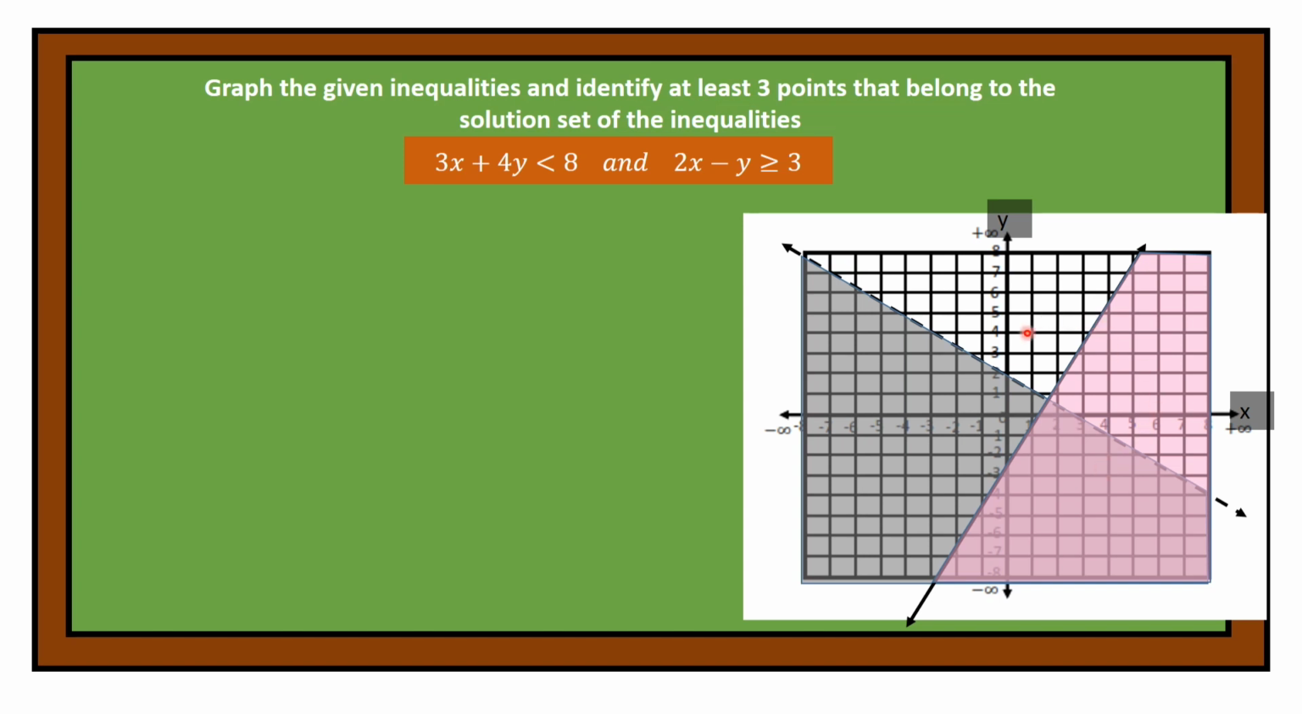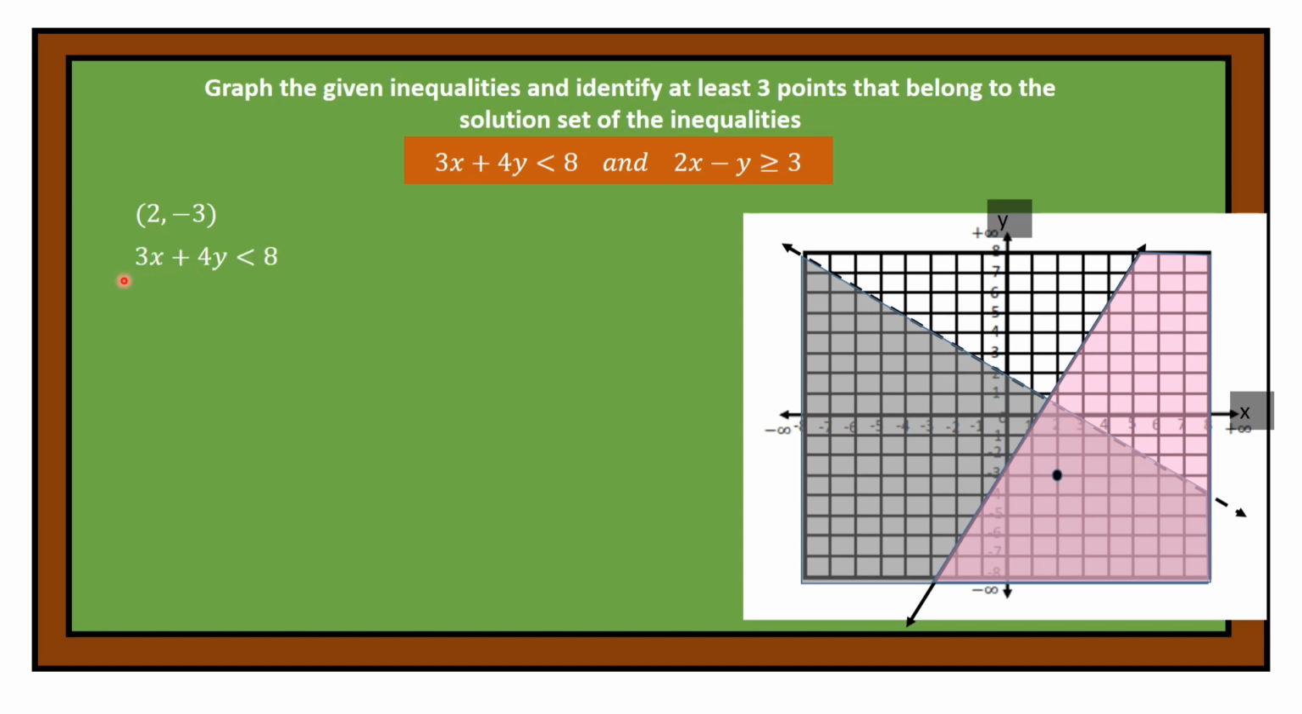So sa 4 na region na ito, saan nagkaroon ng overlapping ang ating graph? So on this part. Okay? Sa part na to, dito nag-overlap yung shade na gray at yung shade na pink. Ibig sabihin, ito ang magiging solution set ng ating inequalities. Okay, so kuha tayo ng point on this region. So we have here 2, negative 3. So i-substitute natin ang 2, negative 3 sa ating dalawang linear inequalities.